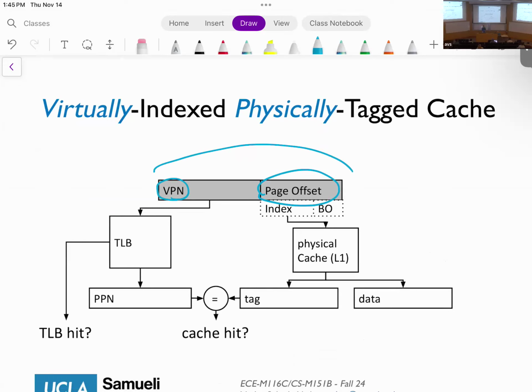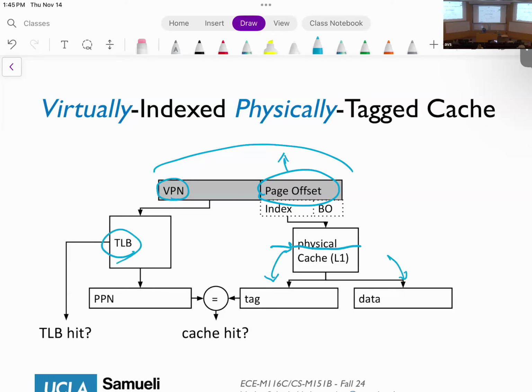So here's the idea. We're going to use the page offset that doesn't require translation as my index to my cache, okay? So essentially what I will do is index my cache to select which row I want in my L1 cache. I bring the tag, I bring the data.